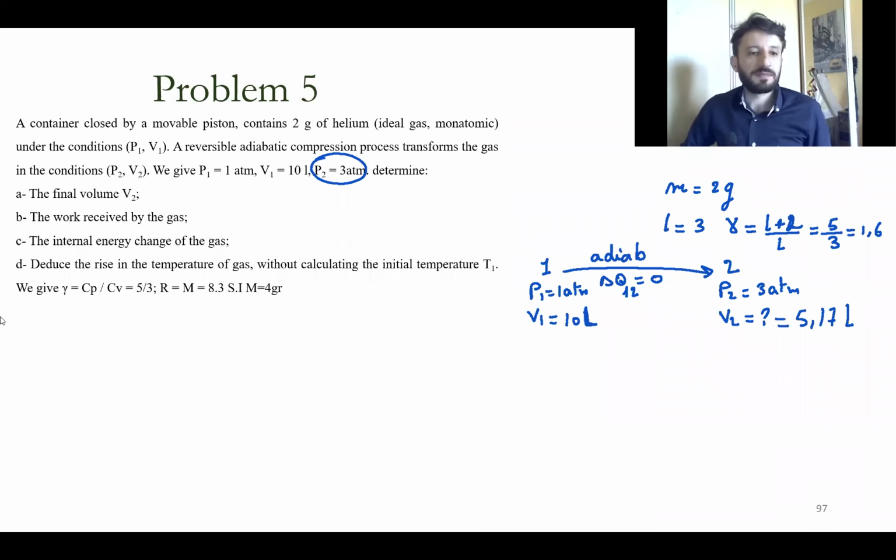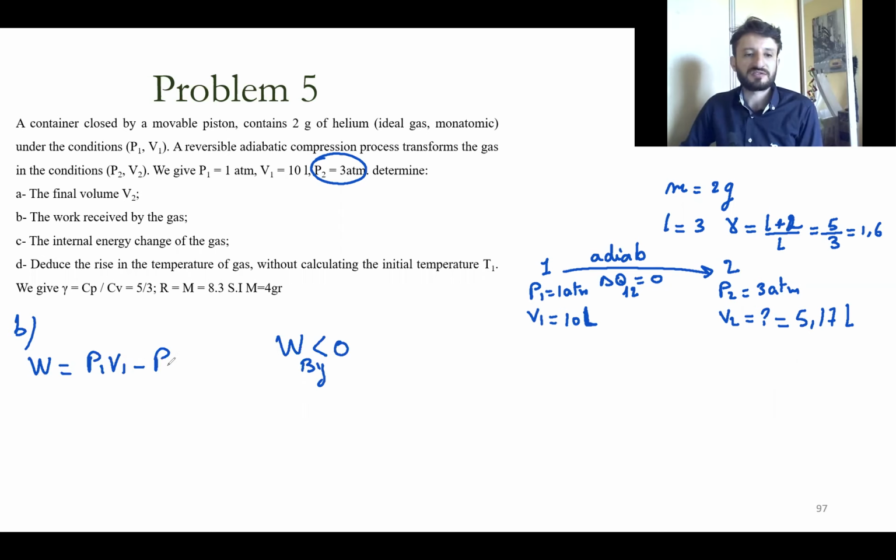Now part B: find the work received by the gas. When I say received, as you see here, the volume decreases. So in this case, the work must be positive for the gas received, and when we have a decrease of volume, the work done by the gas must be negative. Here I am talking about the work by the gas only. In the case of an adiabatic process, W equals (P initial V initial minus P final V final) divided by (gamma minus one).